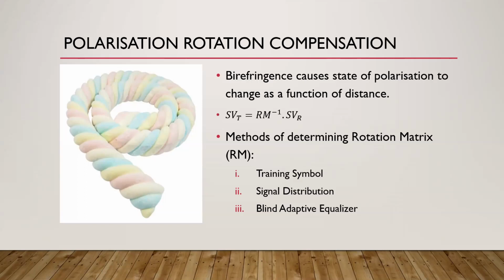So we need to work out what the rotation matrix is that caused that, or describe the rotation that occurred somehow. A way of describing that is to say that the transmitted Stokes vector is equal to the inverse rotation matrix multiplied by the received Stokes vector. Obviously what we detect using the circuits above is the received Stokes vector. So we need some way of calculating the rotation matrix to get back to the transmitted Stokes vector. There's three common ways of doing it: training symbol, signal distribution, and a blind adaptive equalizer. And we'll have a quick look at what each of those are now.